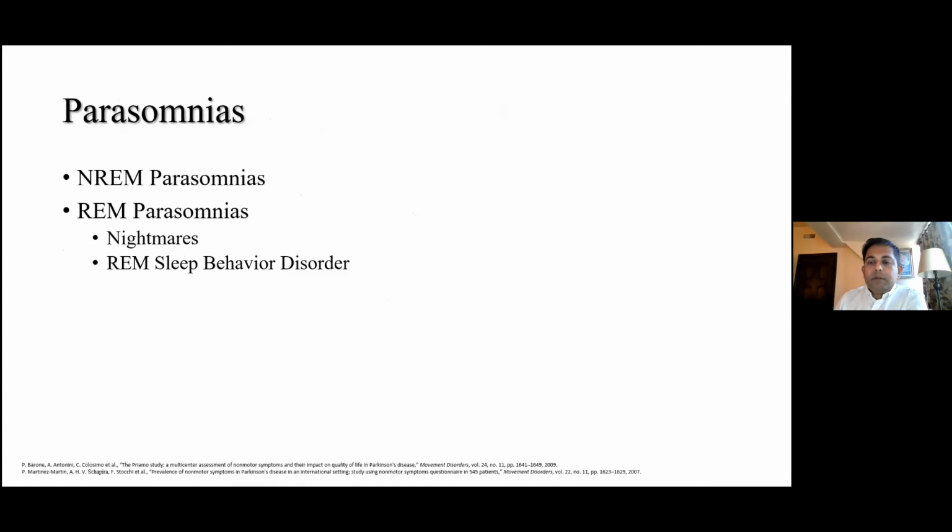Parasomnias, like I mentioned earlier, are abnormal behaviors during sleep. They can be non-REM sleep parasomnias, which are those that occur in stage 3 sleep, which is a deep level sleep that typically occurs in the first third of the night, usually sleepwalking. And then REM sleep parasomnias, which are those that occur in REM sleep, which is where we dream. Could be nightmares or REM sleep behavior disorder.